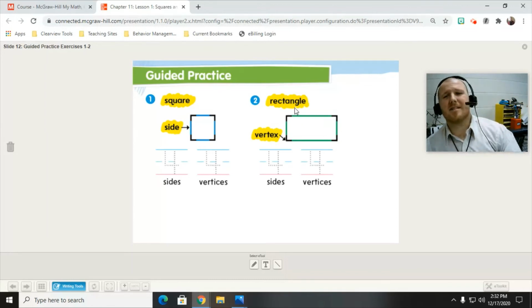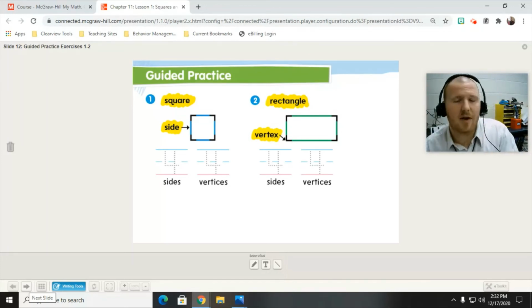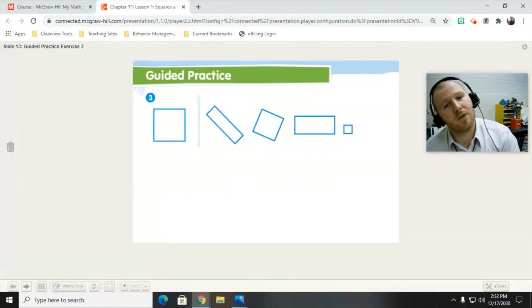The rectangle is like the longer version of the square's relative, whatever. You know what I'm saying? They're related. They have the same amount of sides and they have the same amount of vertices. And that actually is called a quadrilateral. Quad meaning 4 and lateral meaning side. So 4 sides. There's a lot of quadrilaterals, but we're not talking about that right now. We're talking about squares and rectangles. You know the difference? Let's see if you do.